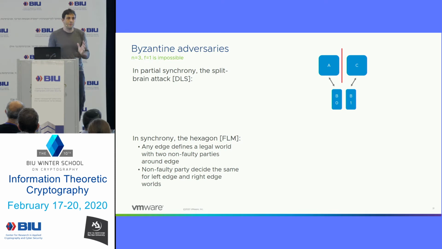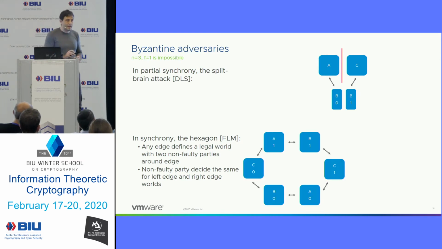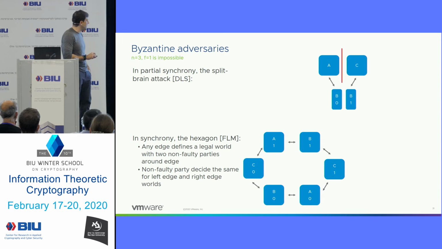In synchrony, we have a slightly weaker type of lower bound, which says the same thing, that you cannot solve Byzantine agreement for n parties if one of them is Byzantine. This is the Fisher-Lynch-Merritt lower bound from 85. Basically, what you do is you build 6 different parties, and you connect them. You see here, party A is connected to B and C, party B is connected to C and A, and party A is connected to C and B.